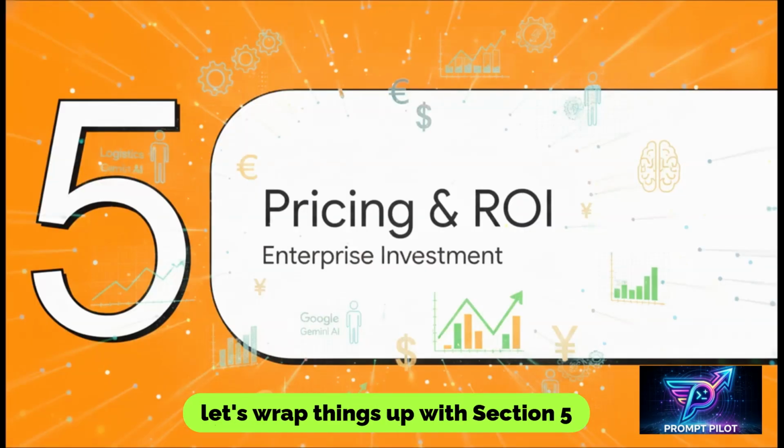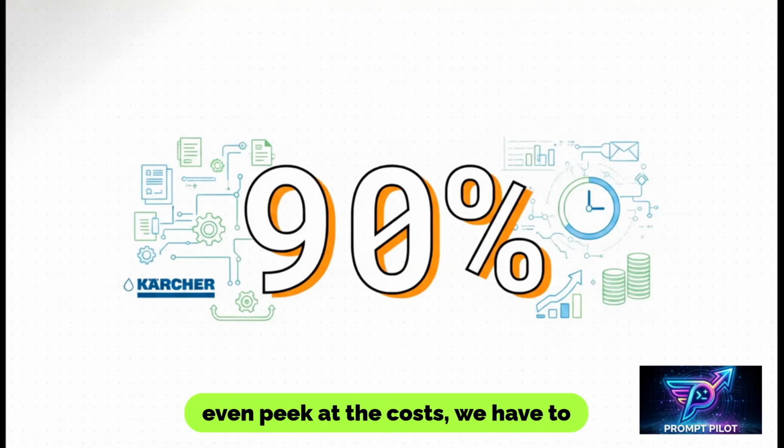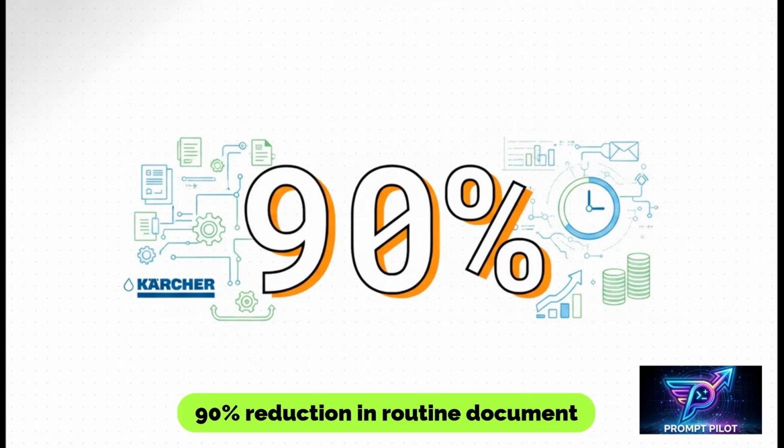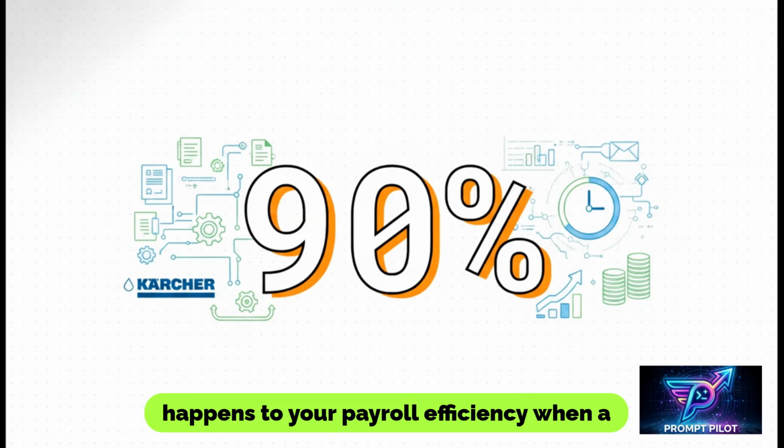Finally, let's wrap things up with Section 5, Pricing and Enterprise ROI. Before we even peek at the costs, we have to consider the sheer return on investment here. The consumer goods giant Kershare utilized Gemini agents and saw a staggering 90% reduction in routine document drafting time. 90%. Just imagine what happens to your payroll efficiency when a task that used to take 10 hours suddenly takes 1. That is the true ROI context you need to keep in mind before ever considering the price tag.